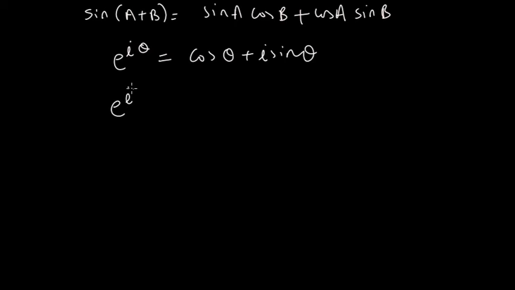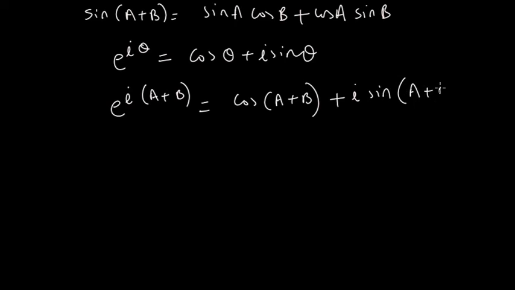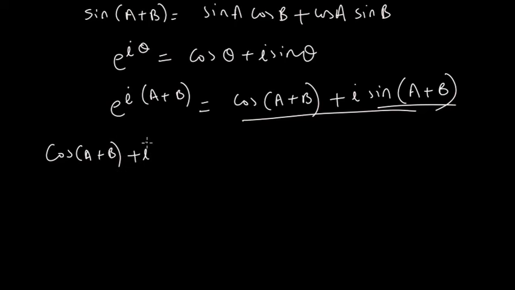So take theta as a plus b, right? So this will be cos(a plus b) plus iota sin(a plus b), because I take theta as a plus b, right? So instead of theta, I will use a plus b. I take this term to the left hand side because I have to find the value of cos(a plus b) and sin(a plus b), right?